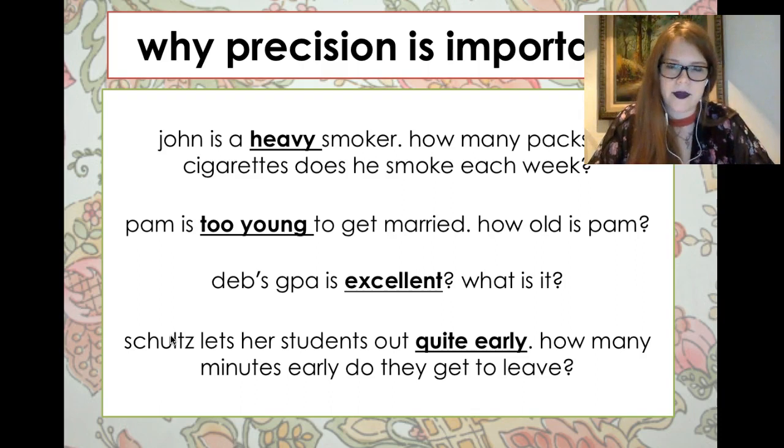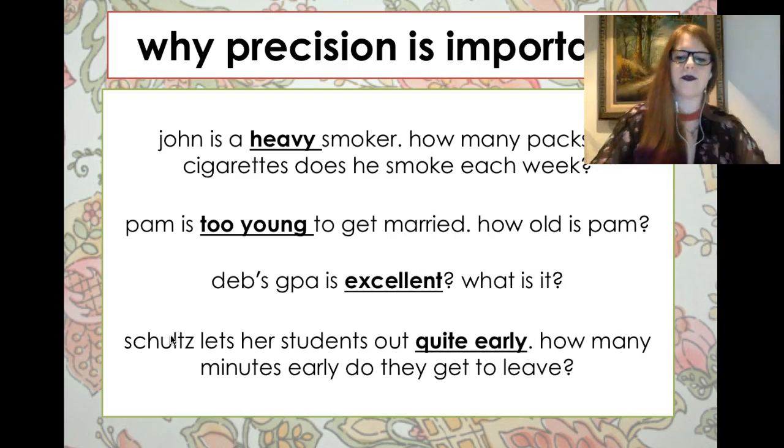These are just more examples of why precision is important. I've given you several examples of how bypassing can occur. So we always want to think about what ways we can be precise in our communicating. All right.